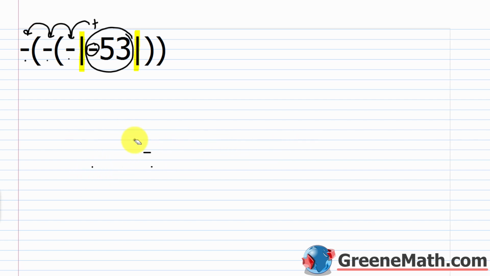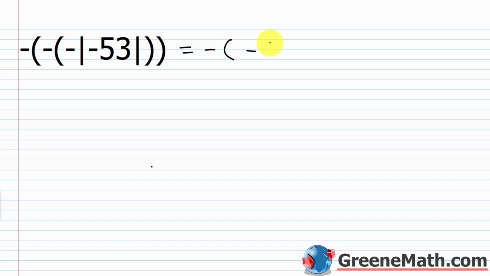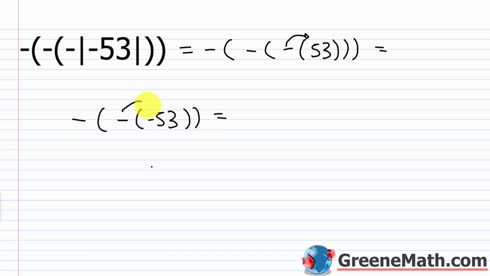Again, doing this the slow way, let me show you this. The absolute value of negative 53 is 53. So I'm going to put that in parentheses. Now, change the sign. So the opposite of 53 is negative 53. So the opposite of negative 53. Change the sign again. So it'll become positive 53. So the opposite of 53. And then change the sign one last time to negative 53.